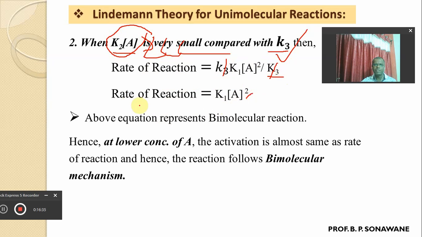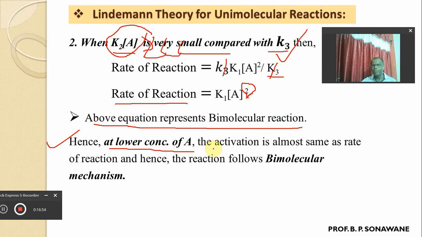So this indicates that the rate of reaction depends upon two molecules of reactant A, and hence this equation indicates that the reaction behaves as a bimolecular reaction. Hence we can conclude that at a lower concentration of the reactant A, the activation is almost the same as the rate of reaction, and hence the reaction follows a bimolecular mechanism.